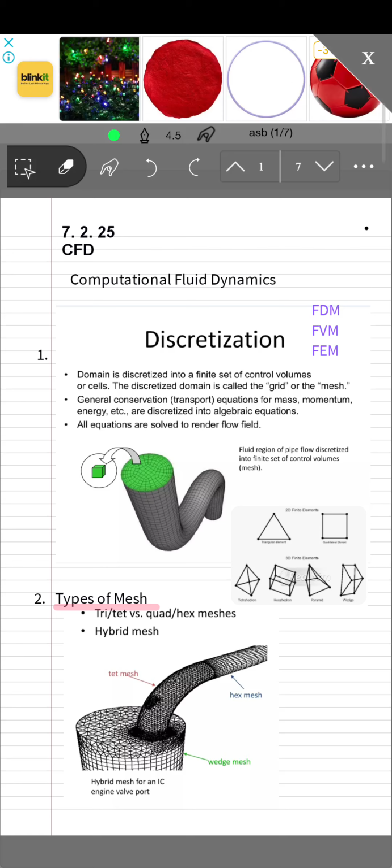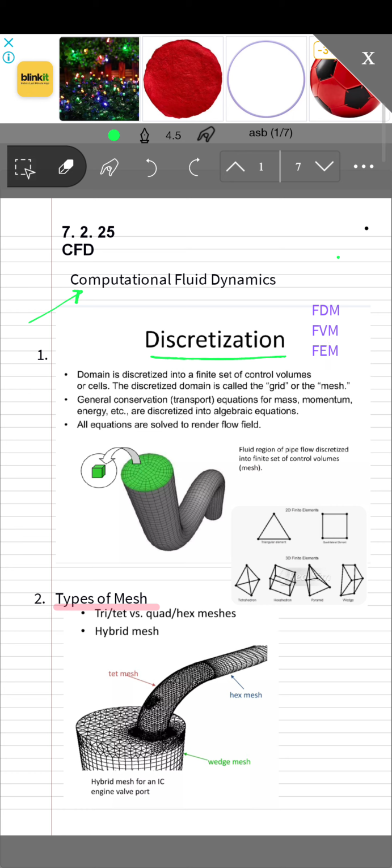Hello students, so we are going to start a new section of the transport phenomena or the fluid dynamics series of lectures, that is computational fluid dynamics, or in short it's called CFD. There are different tools and different software and cloud computing methods which are based upon CFD, and so we will take them one by one. Today we will be discussing the discretization method.